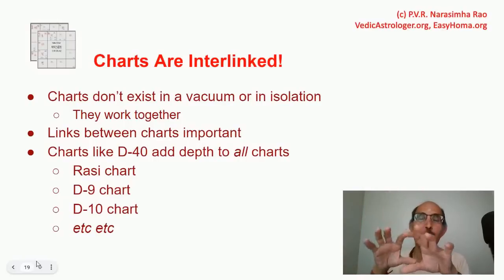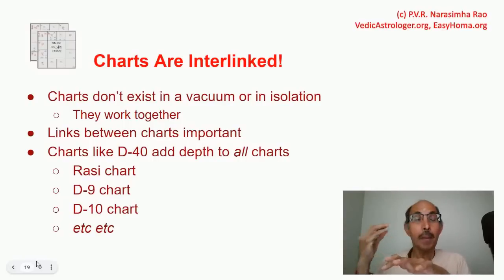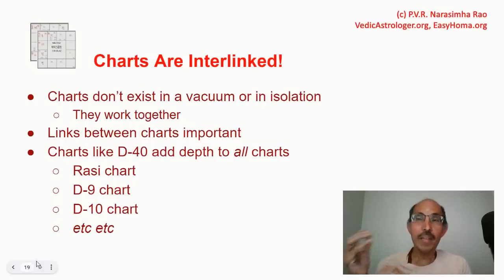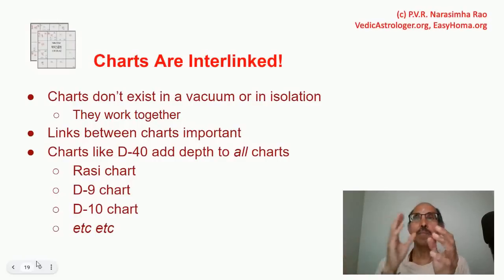For example, if there is a link between somebody's D10 and D20, maybe his career and the work he does in the society is linked to the spiritual sadhana that he does. Maybe if D12 and D10 have a link, maybe the father or mother have a strong influence on the work that somebody does in the society. Maybe D10 and D2 have some strong links. When I say links, in terms of planets and signs, we can find the links. And I will show in a future video with clear examples. So in that case, somebody's career is tightly linked to one's wealth and finances. Like that.